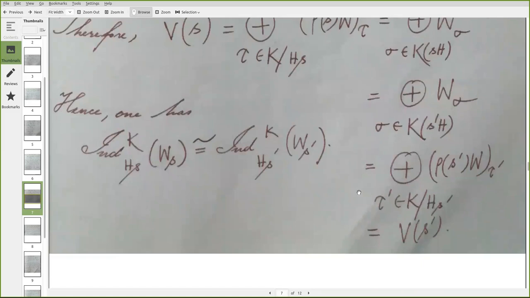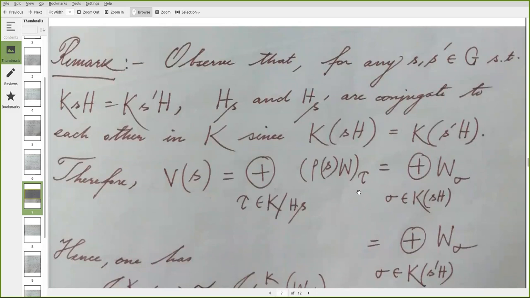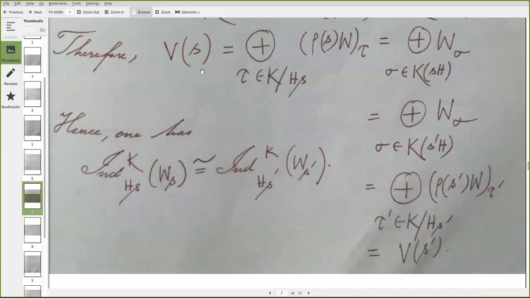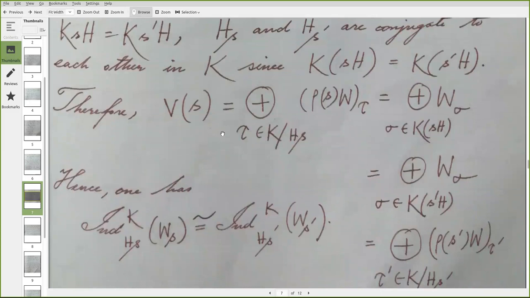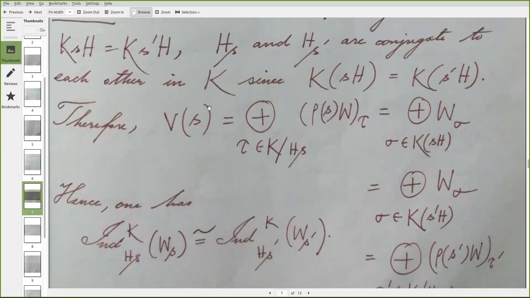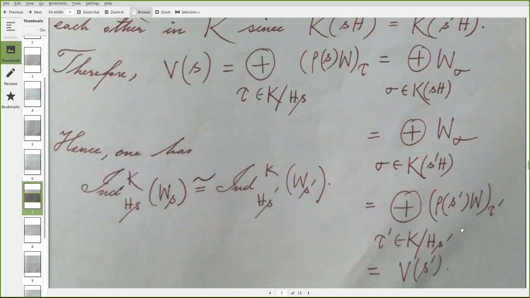So what it shows is that if s and s' are in the same orbit in G modulo H, then V_S is the same as V_S'. And hence from that we see that the representations induced by W_S and W_S' are in fact isomorphic to each other. I repeat: the spaces V_S and V_S' become the same if S and S' are in the same orbit in the set of our left cosets, that is G modulo H. And in fact they have this decomposition.